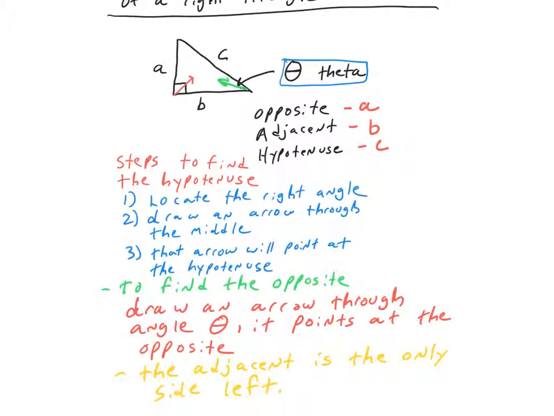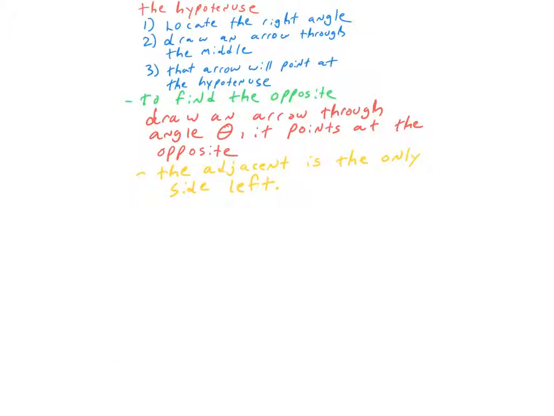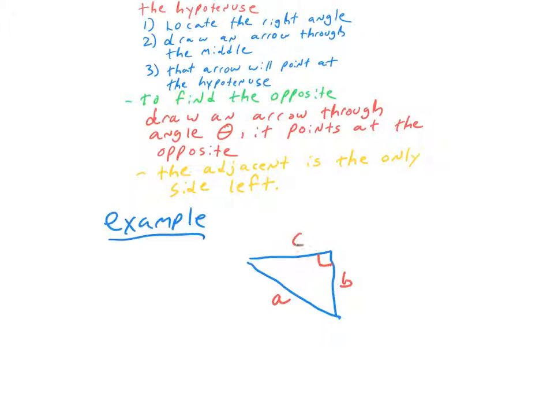Okay, so let's do another one. We'll do an example. I have a right triangle that looks like this. Here's my right angle. This is going to be side A. This is going to be side B. This is going to be side C. And I have two angles. This angle will be angle theta, and this angle will be angle Y.